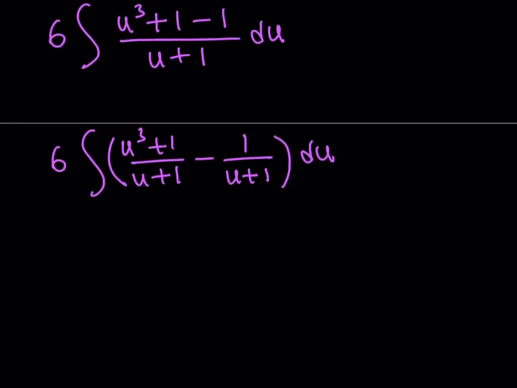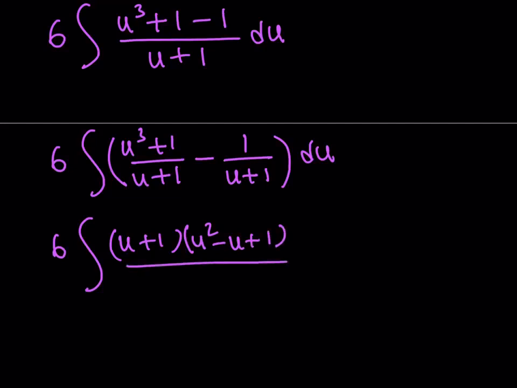Now, what are we going to do next? We're going to factor u cubed plus 1, and we can write it as u plus 1 times u squared minus u plus 1. Remember, from sum of two cubes, you can factor it. And obviously, u plus 1 is going to cancel out in this case, and we're going to end up with a nice expression.